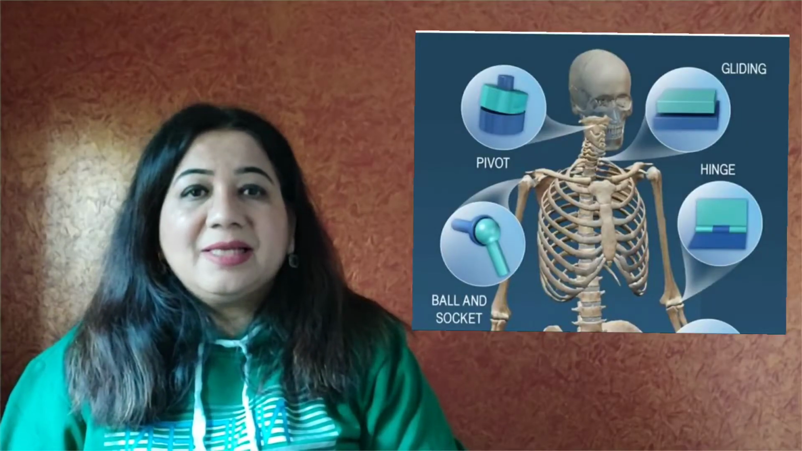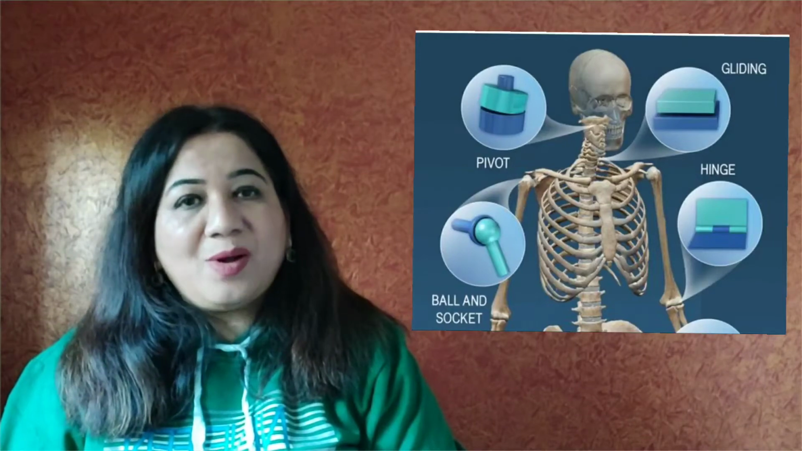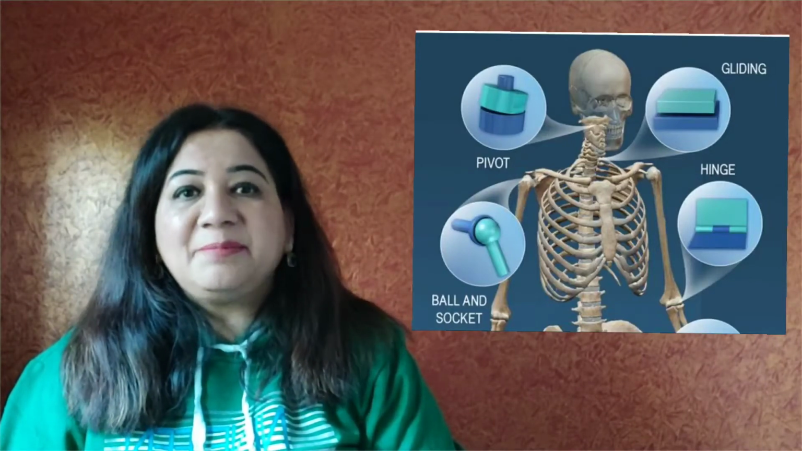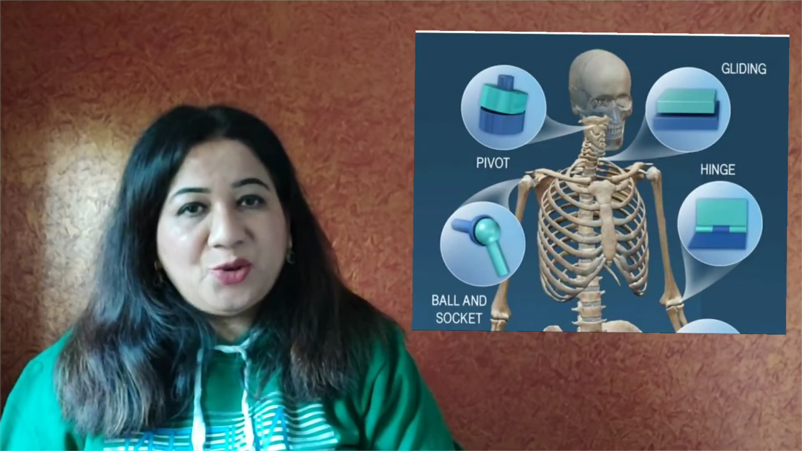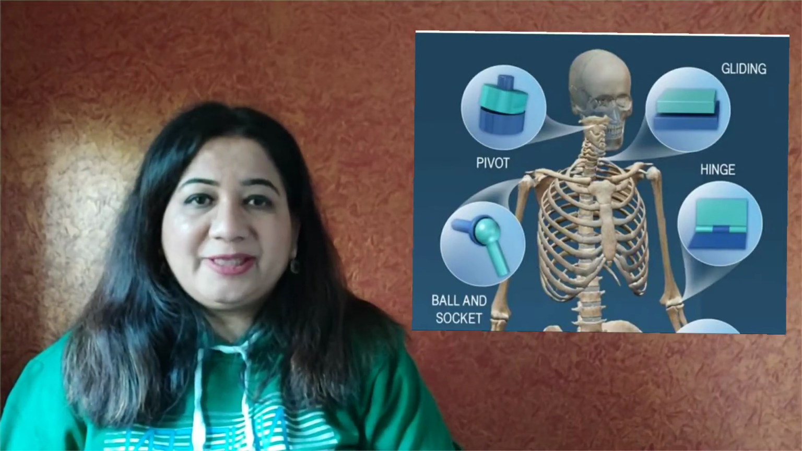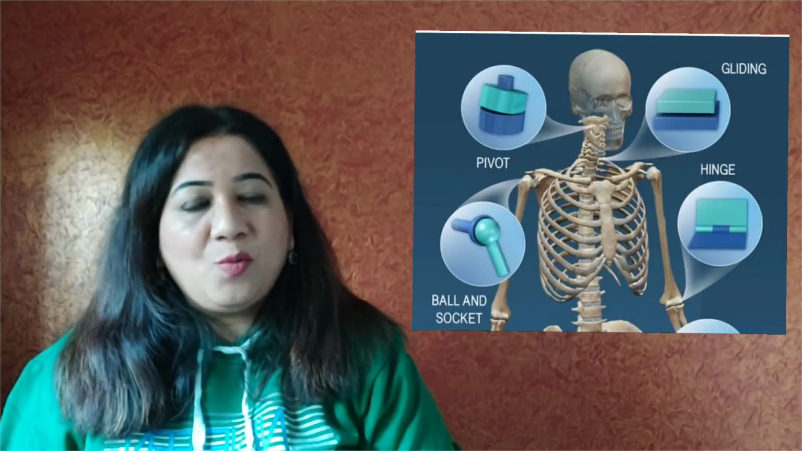The joints that allow movement in our body are called movable joints. Movable joints can be classified into four types: hinge joint, ball and socket joint, pivot joint and gliding joint. So let's learn them all one by one.